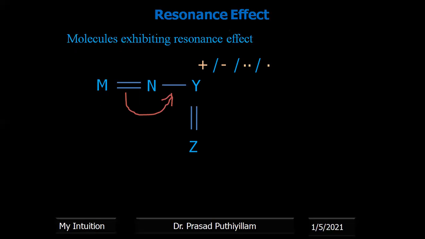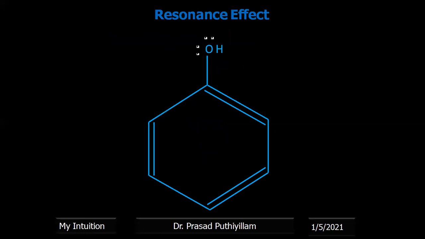The positive or negative charge will remain as such in the resonating structures. Therefore, here I can represent the electron movement. It can be like this, and the positive charge, negative charge, lone pair, or free radicals are not participating in this resonating structure. For example, to explain the resonance stabilization or resonance effect, I took phenol.